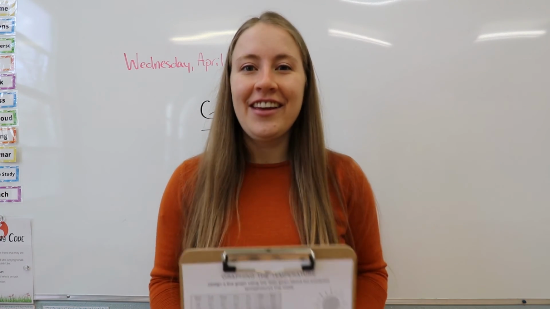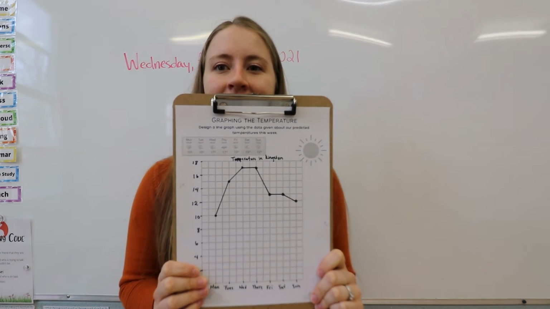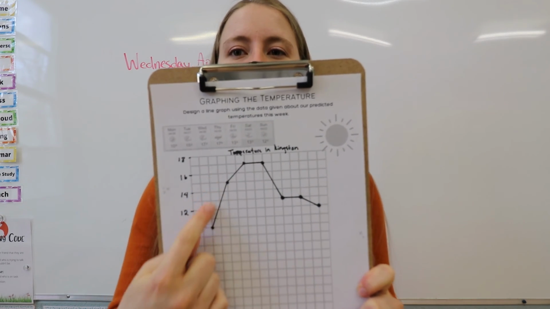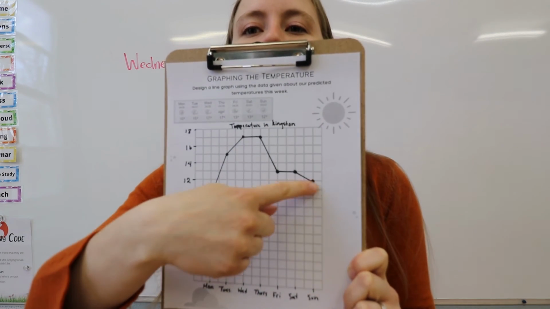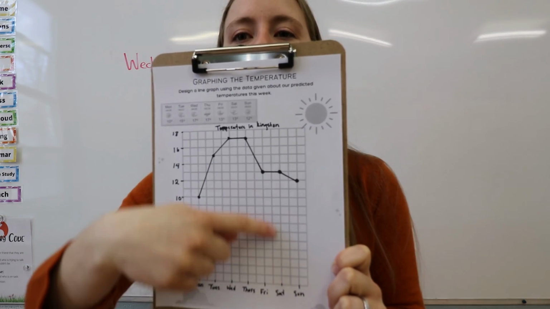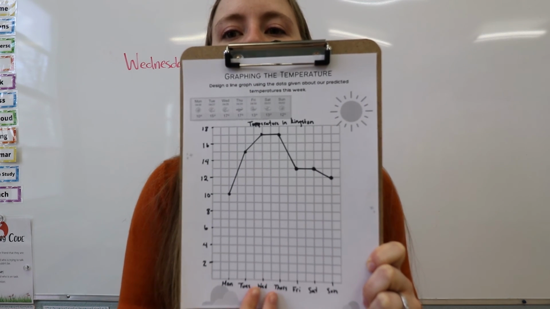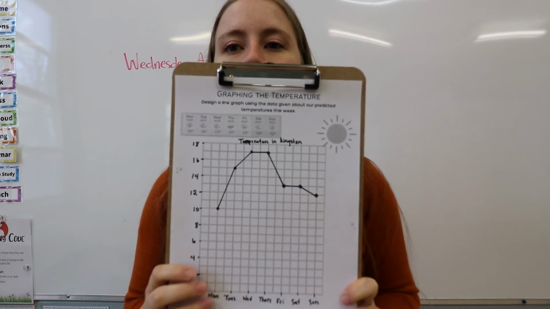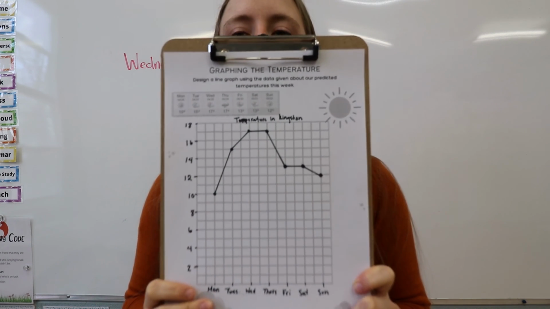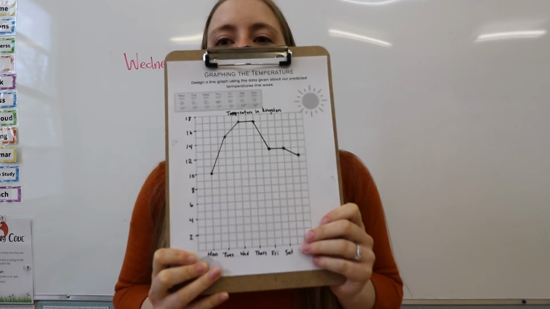Welcome back. I hope you had time to fill in your graph. So here is my filled in graph. You'll notice I've connected my lines using a ruler, and I have all the values. We have Sunday at 12, Saturday and Friday at 13, and then both Thursday and Wednesday were at 17. So just have a look at your own graph and see that it matches with this graph.